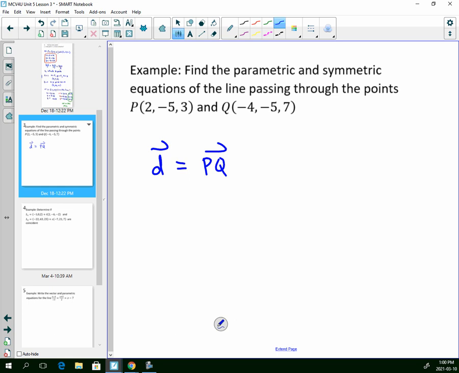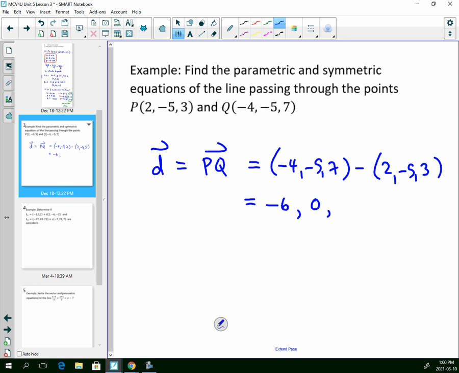So I could go from right to left or left to right, right? I could go from P to Q, or I could go from Q to P. So I'm choosing to go from P to Q. So I'm taking Q, the end point, and subtracting P, the start point. And so that would be -6, 0, and 4.